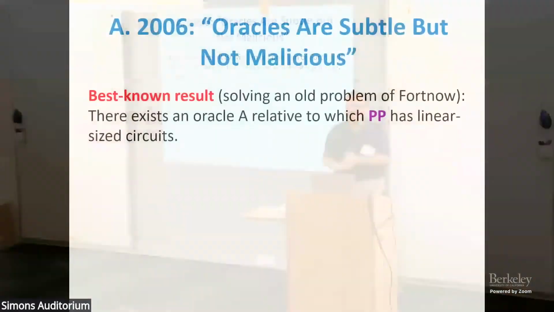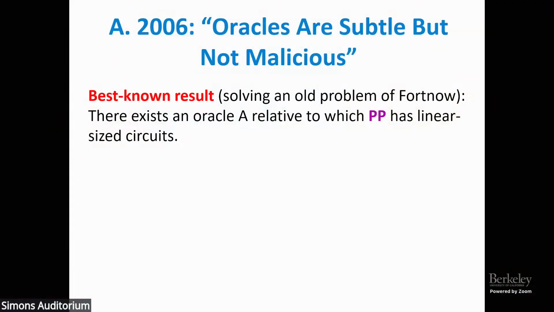Okay, so now this brings me to a paper that I wrote in 2006, which very stupidly I called "Oracles Are Subtle But Not Malicious." I thought it was cute at the time, but the result was that no one actually knows what's in this paper. But the one result of this paper that is better known, because it answered an old open problem of Lance Fortnow, is that I was able to construct an oracle relative to which all languages in the class PP have linear size circuits. And this required the polynomial method. It was a very delicate construction.